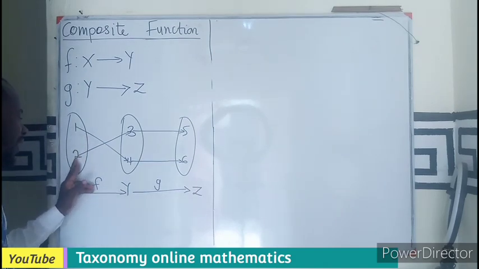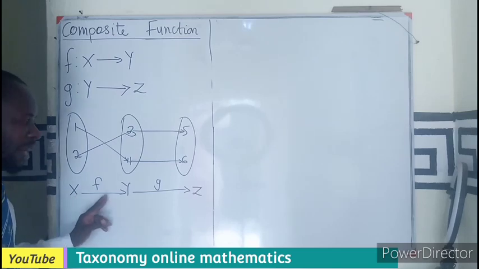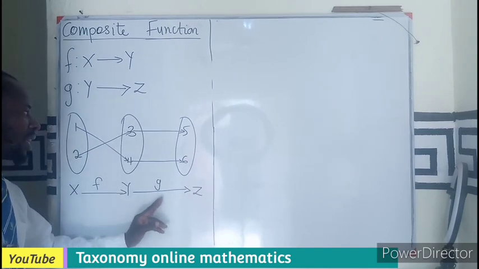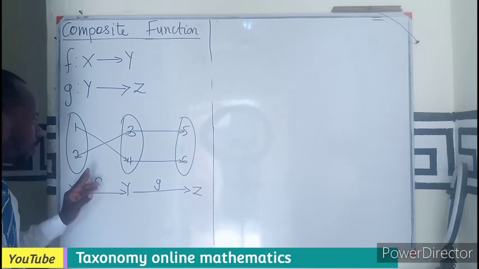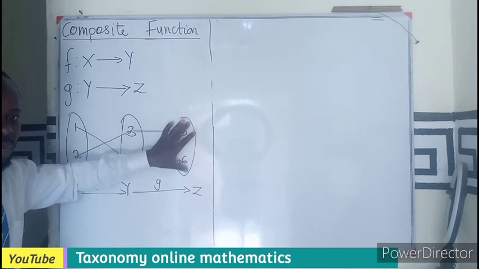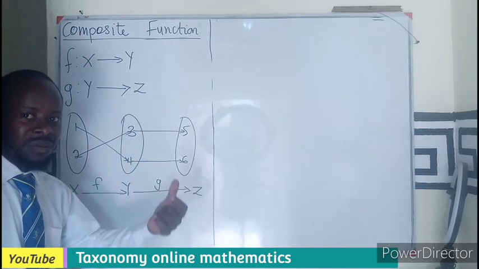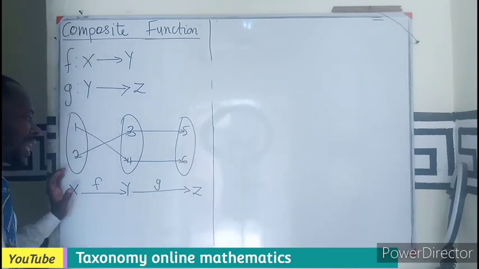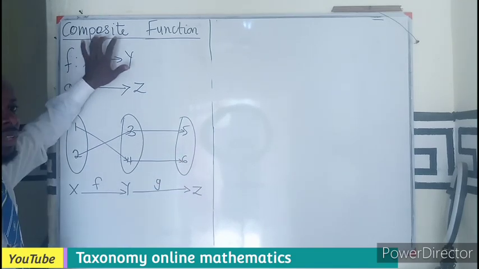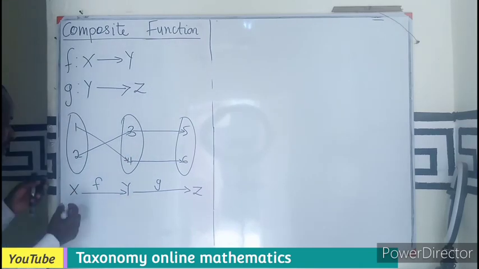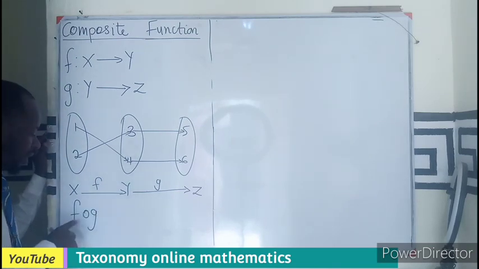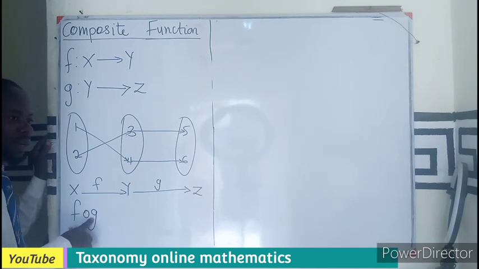You can see that this is the domain of the first function f. Then the domain of the second function g is the range of the first function. So this element has been transported to this, and this has also been transposed to this, with a certain definition, which could be a certain functional rule. So the function that assigns the element from x all the way to the set z is what we call a composite function. And this is normally represented by f of g, which is going to be f of g of x.